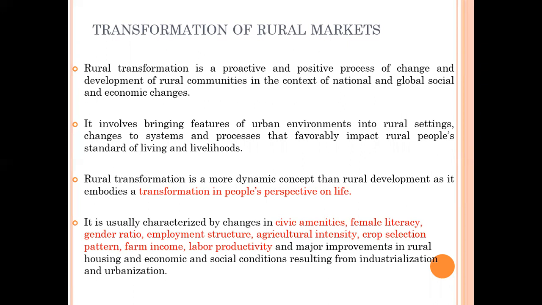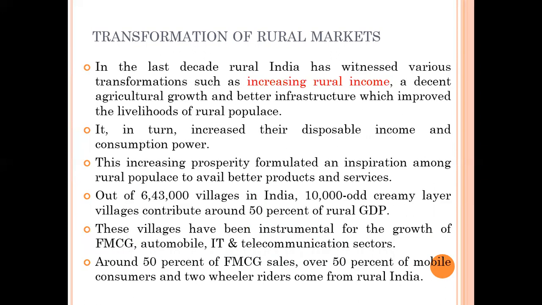And when we say changes, we mean changes in civil amenities, how female literacy and gender ratio are improving, the employment structure, agriculture intensity, crop selection, farm income and how it is increasing, labor productivity, and how rural housing patterns are changing from kacha makan or semi kacha to pakka houses, and economic and social conditions, how they are changing over time, how the income is changing. So all these changes we will see, and how these changes are affecting the companies to change their strategies for rural areas.